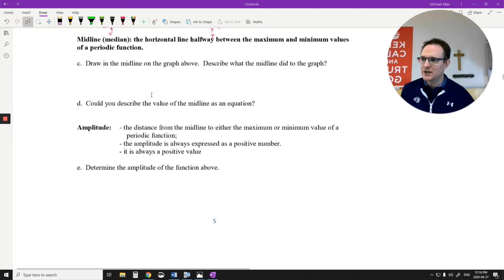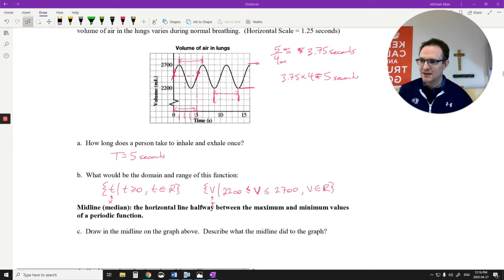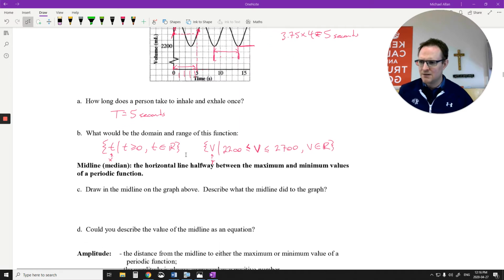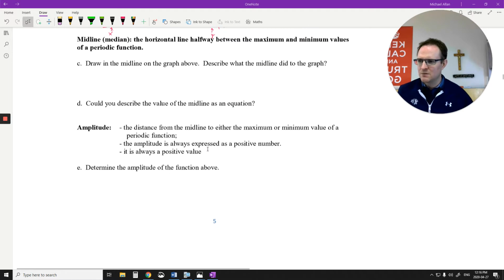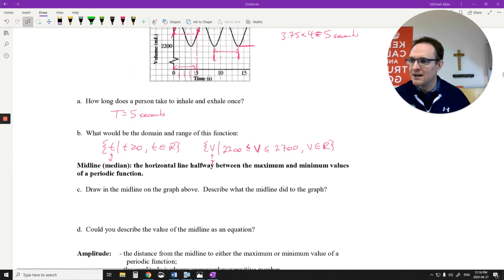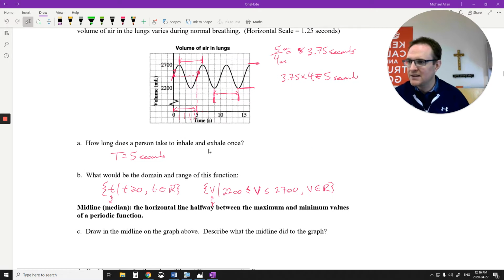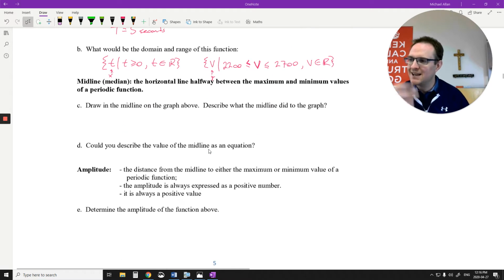Analyzing a graph, getting the characteristics. So we got the period of the graph up here. We actually got domain and range of the graphs as well. We're going to do more of those later on. But now the next one is we are now going to analyze the same graph here, right? But we're going to analyze the midline and the amplitude.